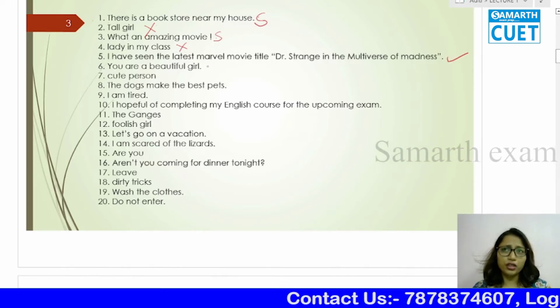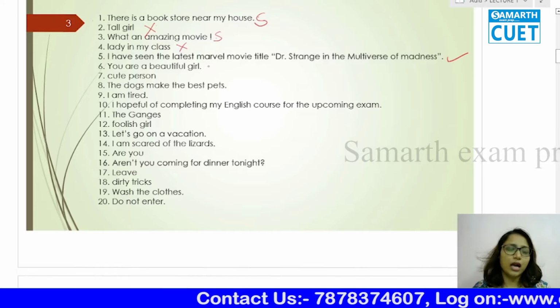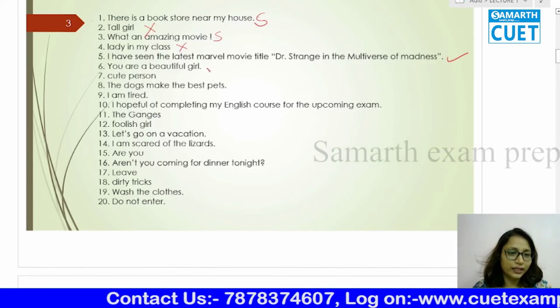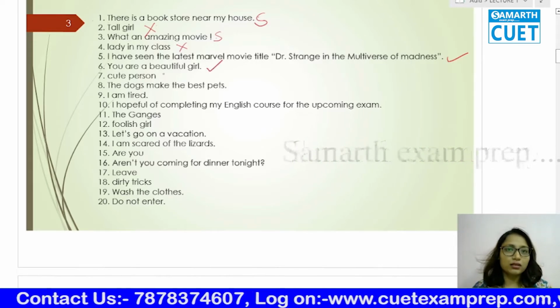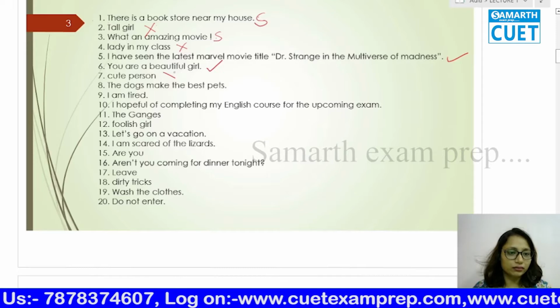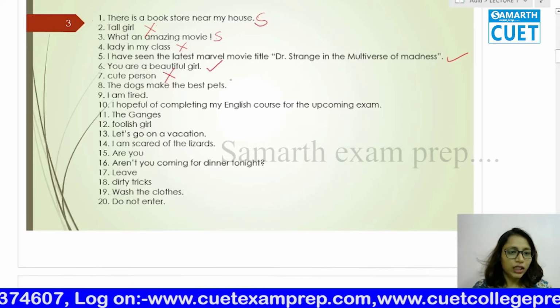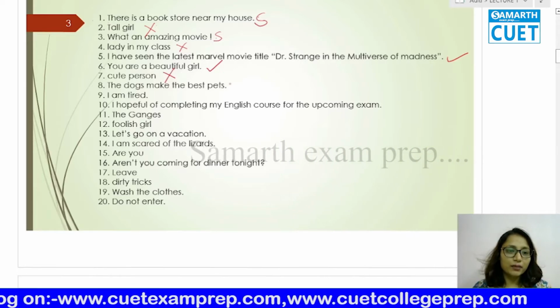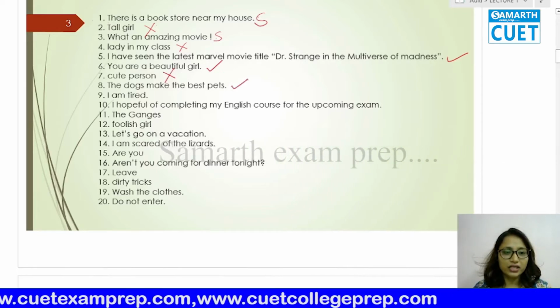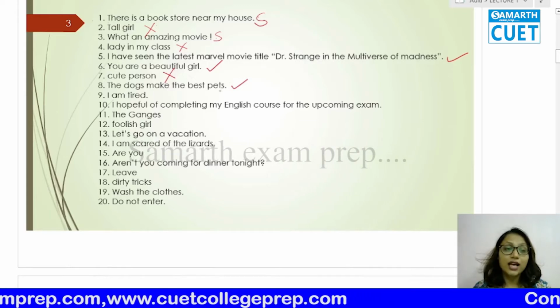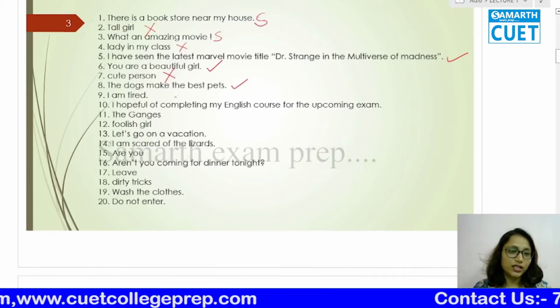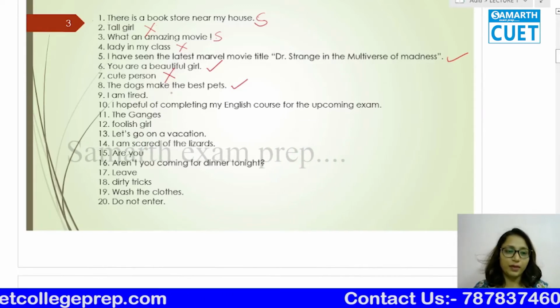You are a beautiful girl. That's a compliment. आप सुंदर लड़की हो. Definitely. Cute person. What about that? The dogs make the best pets. Right. It is a sentence, and I really believe personally also, dogs make the best pets.